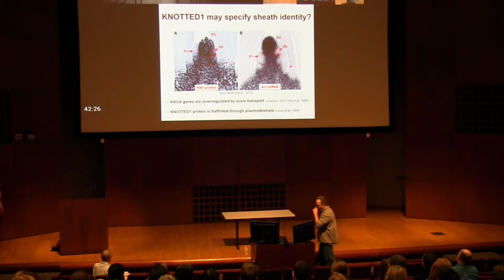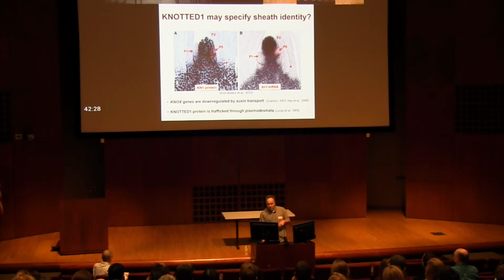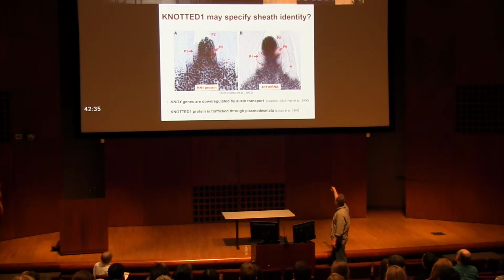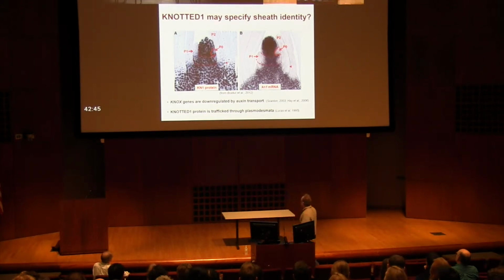It's also in the stem. The protein was shown many years ago by Bill Lucas, Dave Jackson, and Sarah to traffic through plasmodesmata. So we see, as opposed to knotted RNA, which is not in the L1 layer of the meristem, the protein in the L1 layer of the meristem. But we also see it in the base of these leaf primordia. We don't see RNA there.